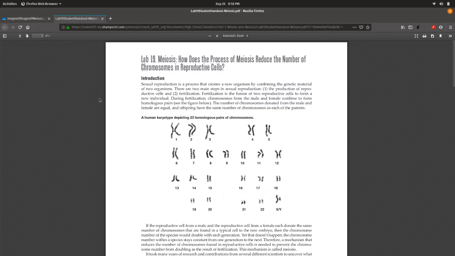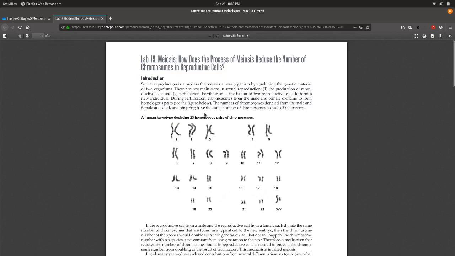And this comes to our question. Our driving question for this lab is, how does the process of meiosis reduce the number of chromosomes in reproductive cells? And why is it important that it does reduce the number of chromosomes in there?